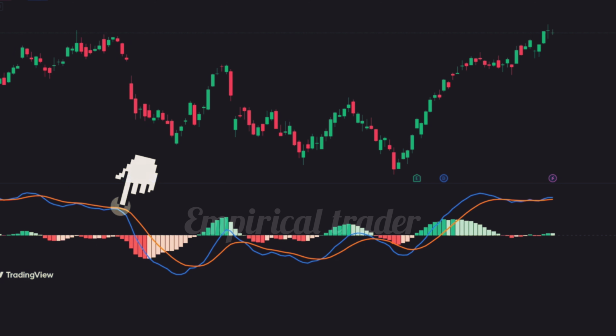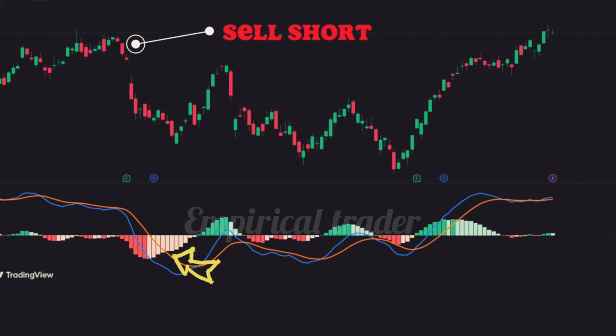Then the MACD line crosses below the signal line. At the same time, the histogram candles turn red and grow in size. This can give us confidence to open a sell short position. Then, the histogram prints red candles that are getting smaller in size. There is our first signal that we should look to close the sell position soon.